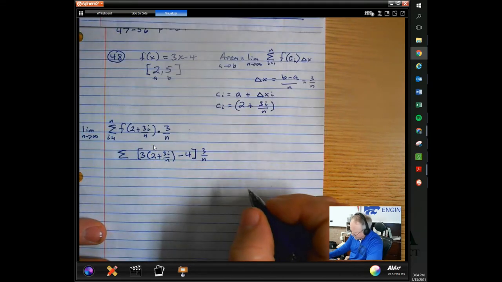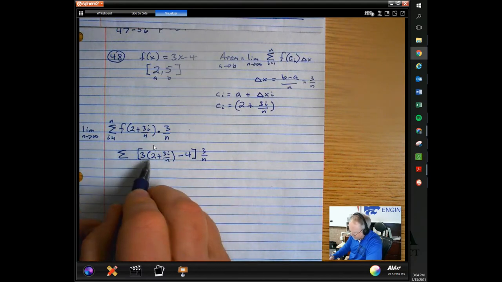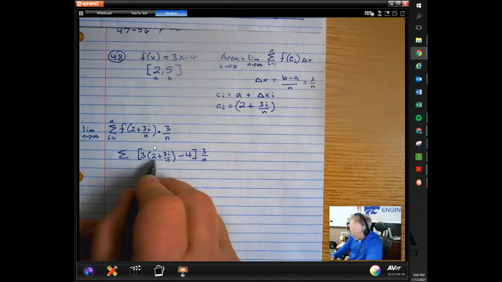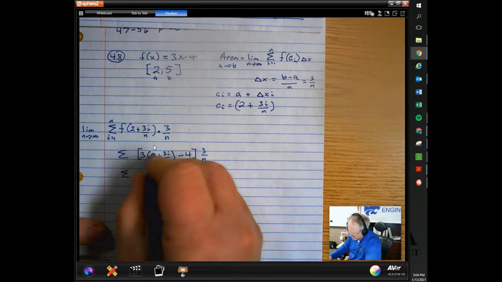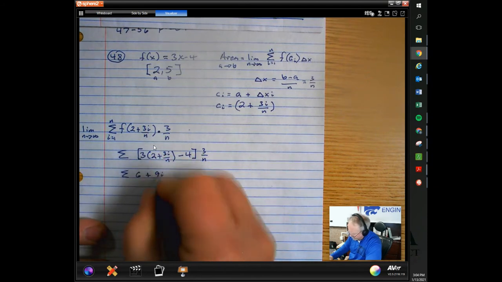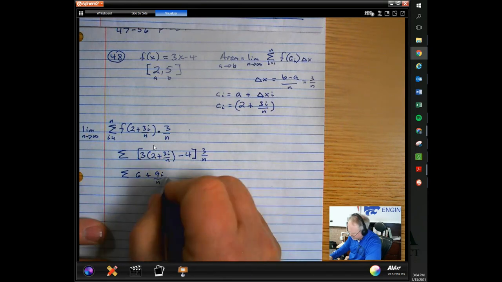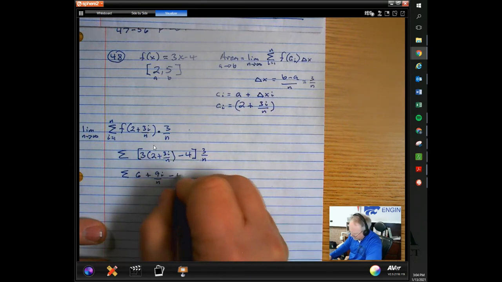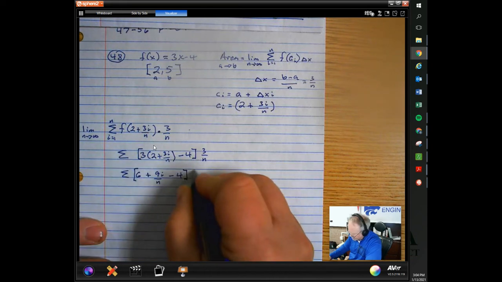And then I am going to go ahead and distribute what I get in here. So I get 6 plus 9i over n, and then that is minus 4. This is still in the square brackets, 3 over n.